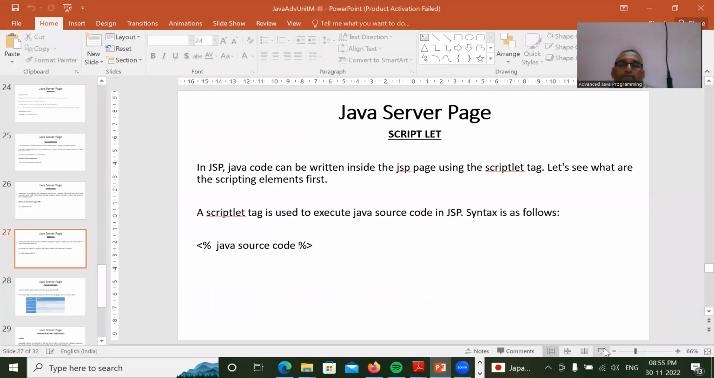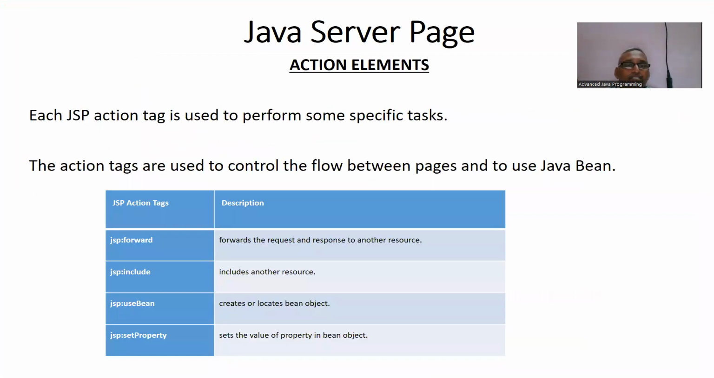Okay. Next thing, action elements. Each JSP action tag is used to perform some specific task. The action tags are used to control the flow between pages and to use Java beans. Some of the action tags are: jsp:forward, jsp:include, jsp:useBean, jsp:setProperty and getProperty, jsp:plugin, jsp:param, and jsp:fallback.